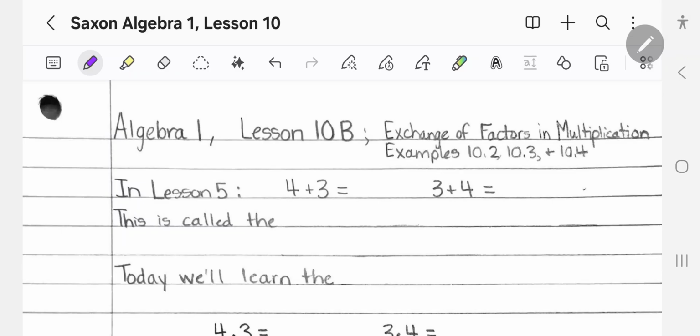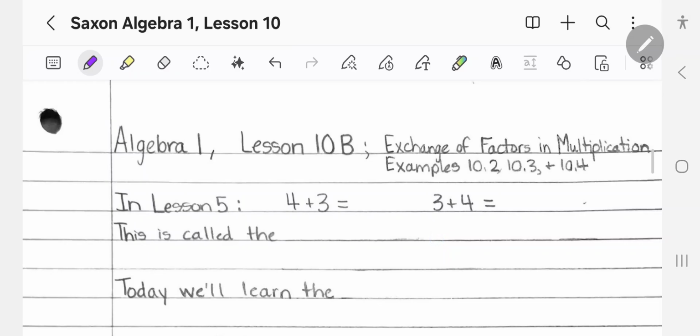In Lesson 5, we learned when you change the order of addition, you still get the same answer. So 4 plus 3 is equal to 7. 3 plus 4 is also equal to 7. And that is called the commutative property.